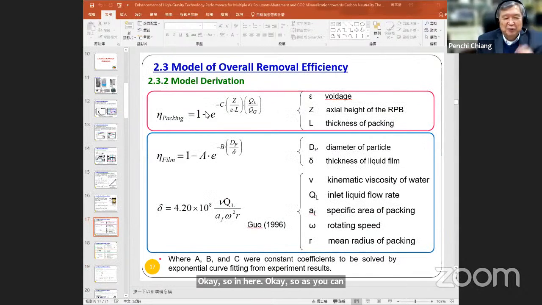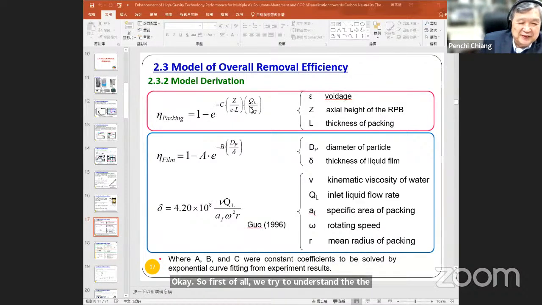First of all, we try to understand the basic parameters indicated in the packing efficiency. This is like the film efficiency. These are the two fundamental formulas shown here. Once again, you can see the liquid gas ratio is quite important, and the other factors are the features of the RPB, the high G process, and the thickness of the packing. That should be related to the efficiency of the packing process.